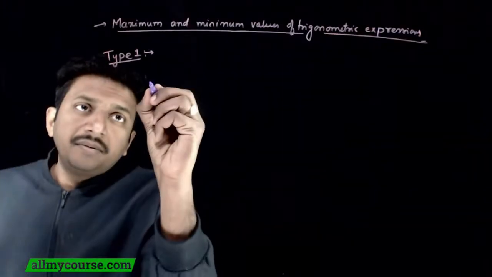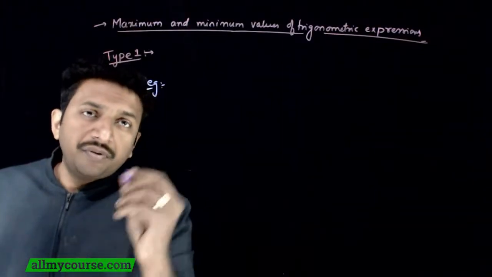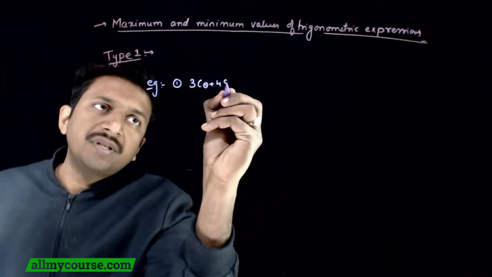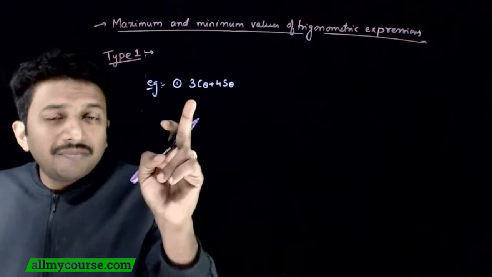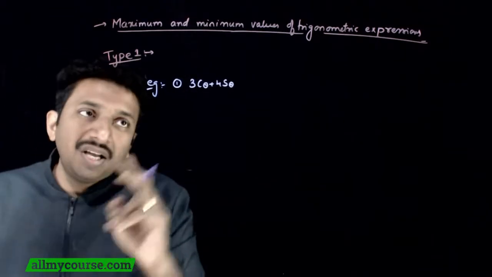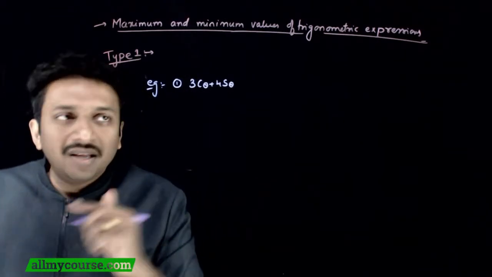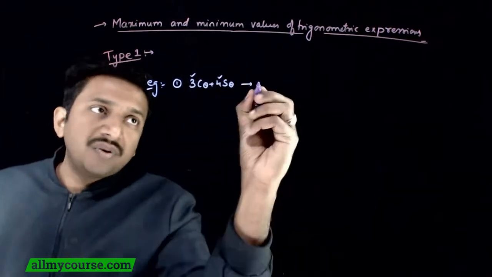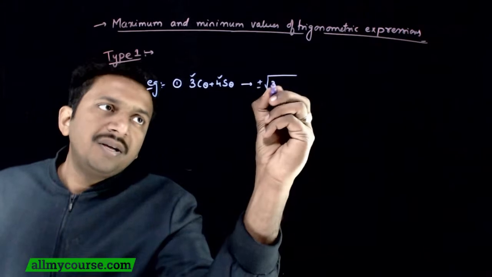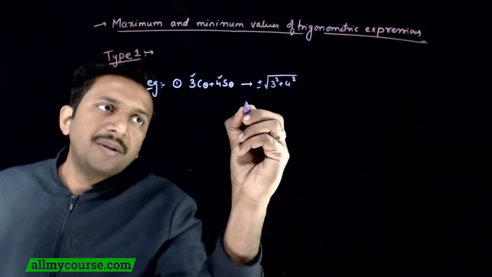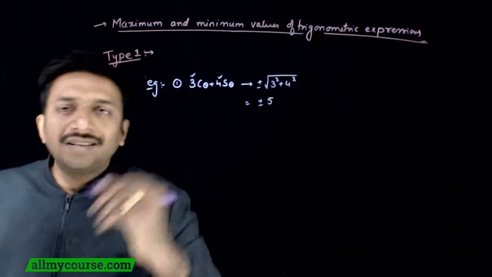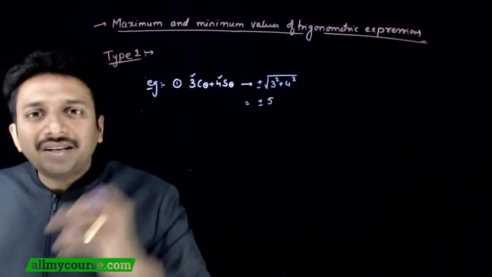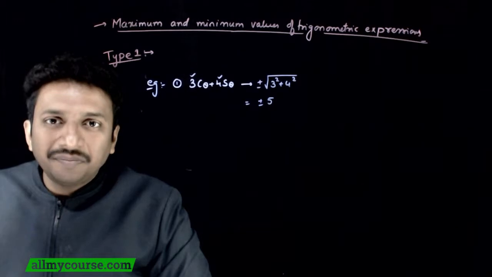So for example, if you are asked to find the range of 3 cos theta plus 4 sin theta, so what is the maximum and minimum value of this expression? 3 cos theta plus 4 sin theta. The answer would be root of 3 square plus 4 square, plus or minus root of 3 square plus 4 square. That is equal to plus or minus 5. That is, plus 5 is the maximum value, minus 5 is the minimum value.